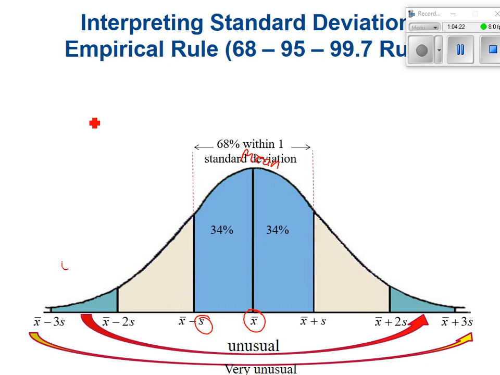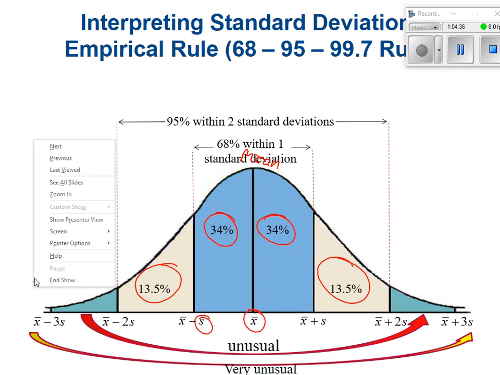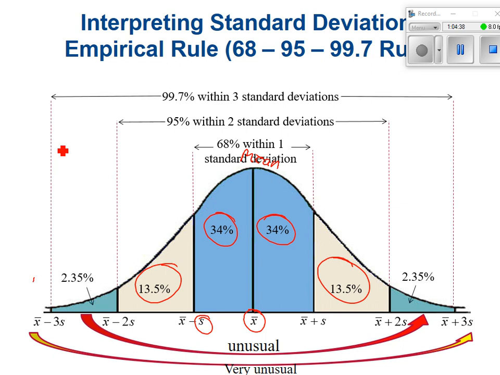Using the empirical rule again, 34% should fall in these two areas. See if I remember what falls in these two. 13.5%. 2.4. And about 2.35 in each of those.